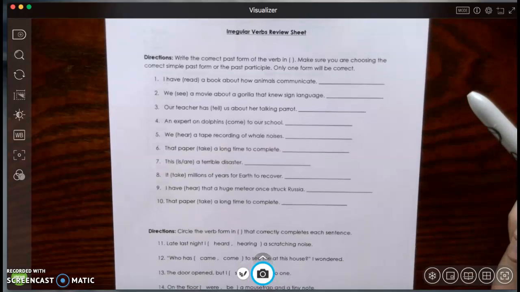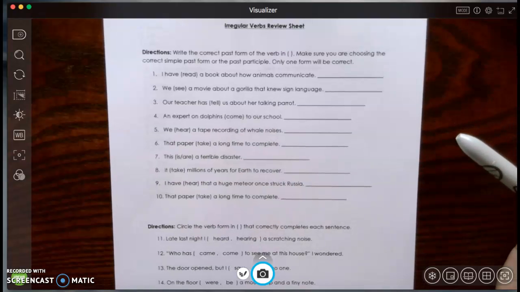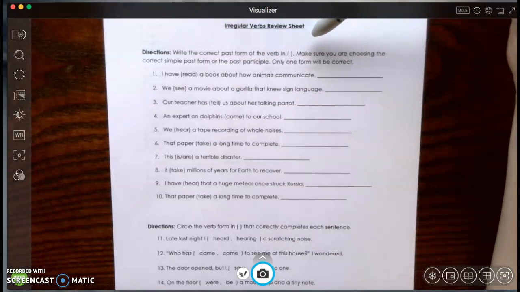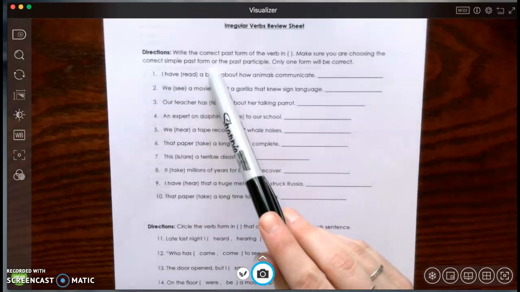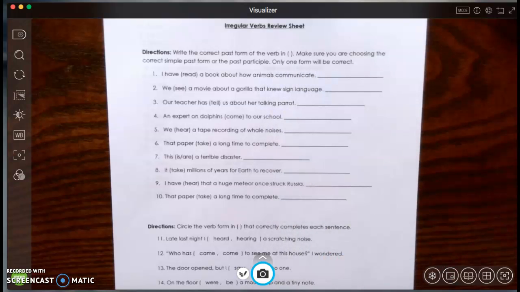This review sheet is going to go over all the kinds of things that you're going to need to know on your test this week on irregular verbs. So let's look at the directions. The first set of directions says write the correct past tense form of the verb in parentheses. Make sure you are choosing the correct simple past form or the past participle. Only one form will be correct.